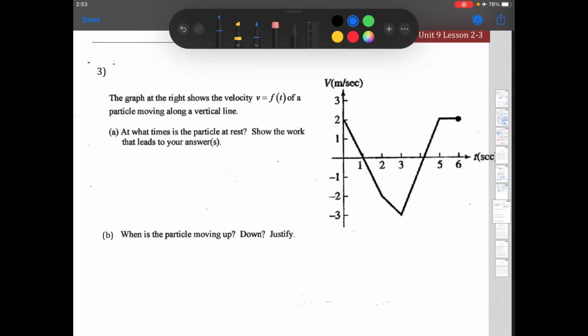Okay, let's get started with number 3. Again, the first thing that you are given is a graph. You need to identify the graph. What is your graph? Your graph is a velocity graph, right? It's not a position graph here. Remember here, if it's a velocity graph, your y values represent velocities.